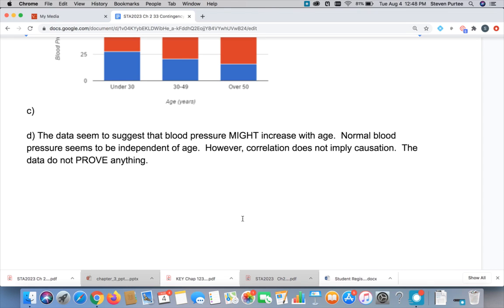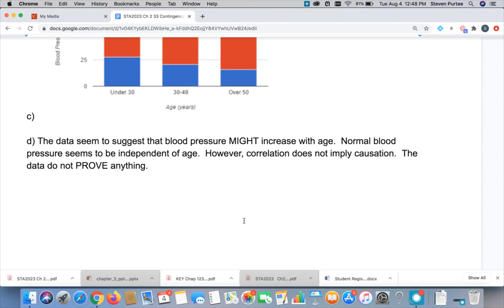Any question that says, did you prove such and such? The answer is always no. We don't prove stuff in science. We find evidence to back up a hypothesis or reject a hypothesis. We have not proven anything. We've just found evidence to suggest it might.